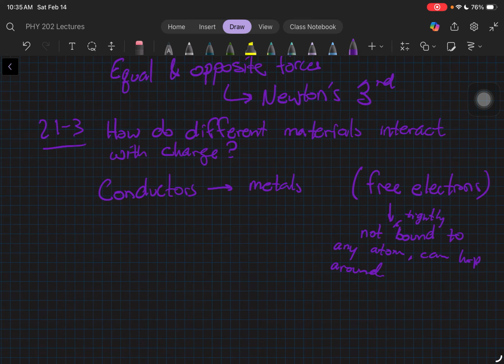So we can also have insulators. A good example of an insulator would be wood, which is something where all the electrons are very tightly bound.